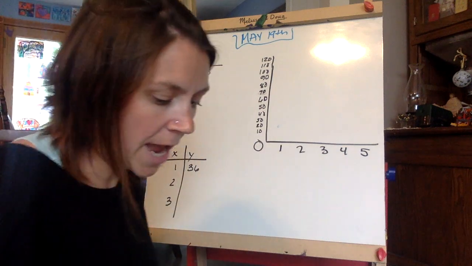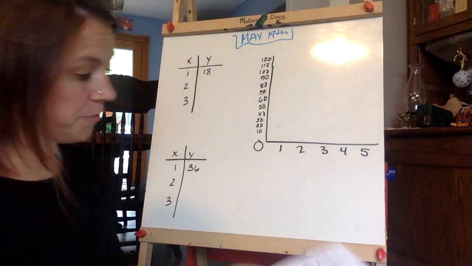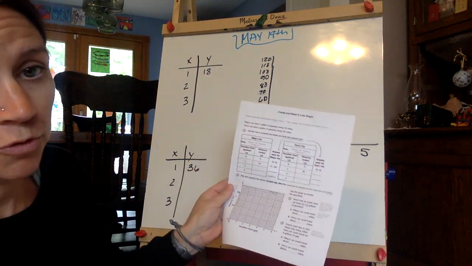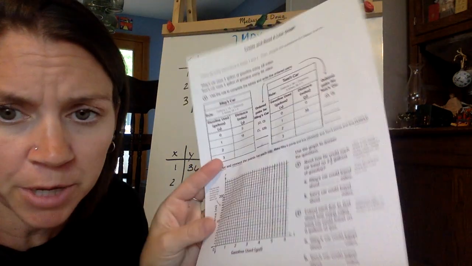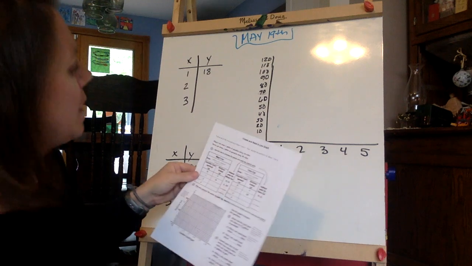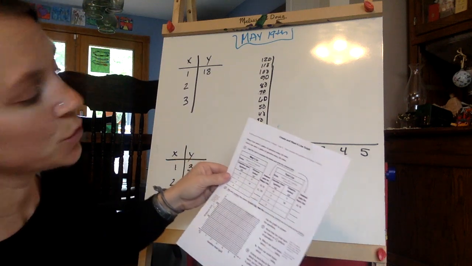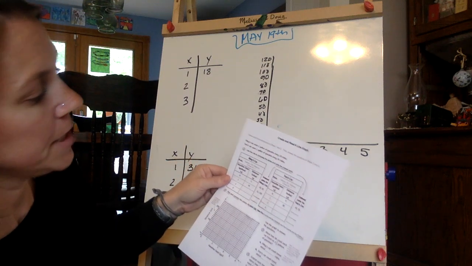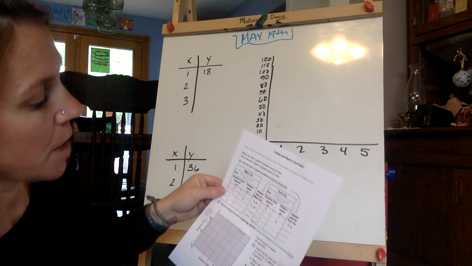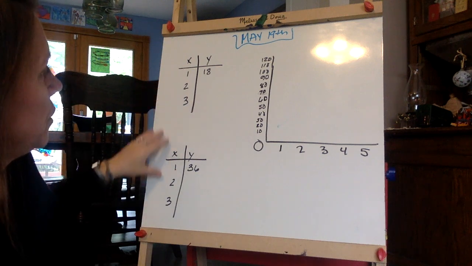So Tuesday, I actually copied the chart exactly from the paper. You have two people that you're going to do charts for today. You can see on the paper, it's Riley and Tom. So I have Riley here and Tom here. And Riley's car uses 1 gallon of gas every 18 miles. And Tom's car uses 1 gallon of gas for every 36 miles. So the first thing you're going to do is fill in these charts.